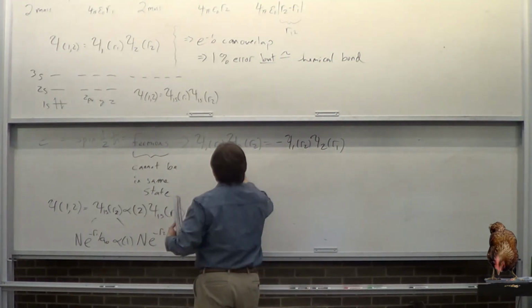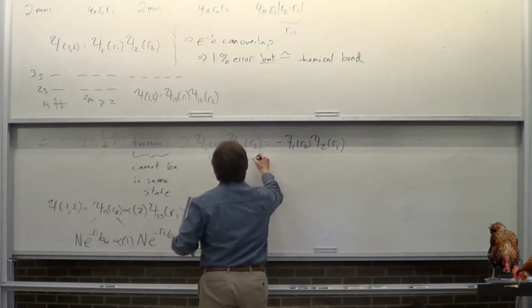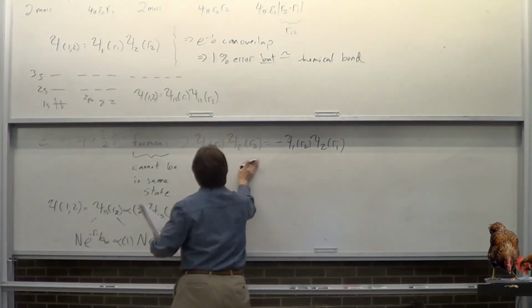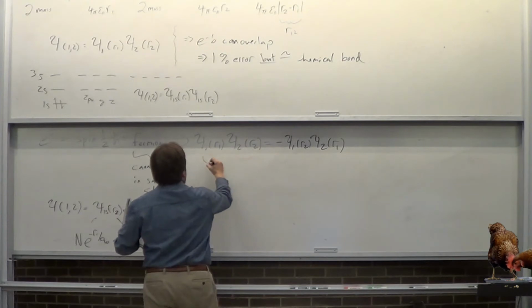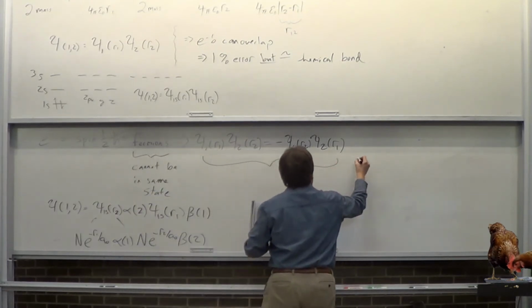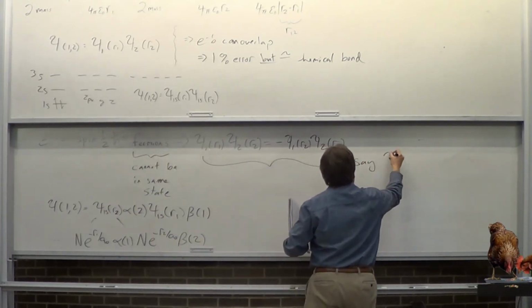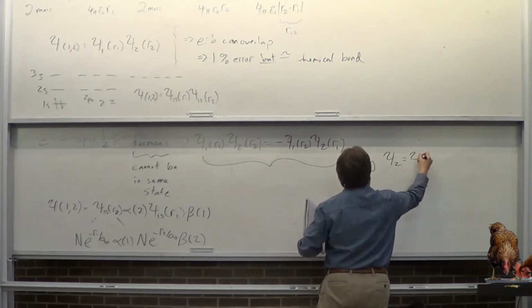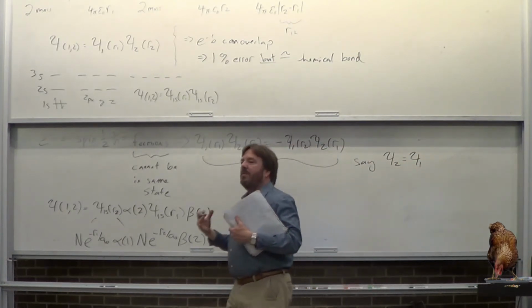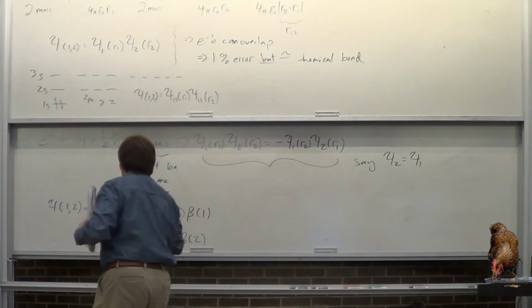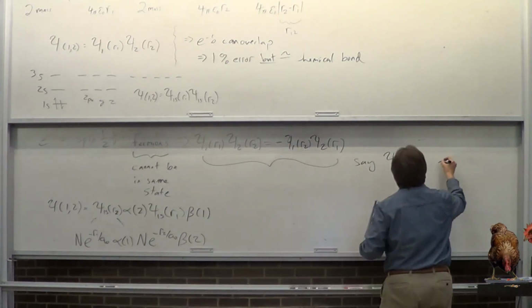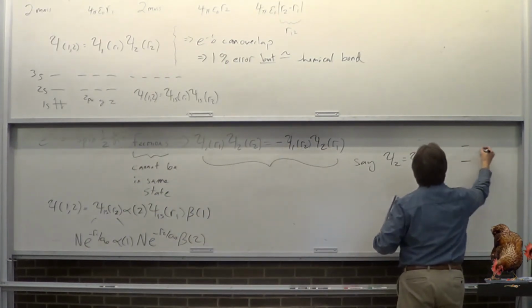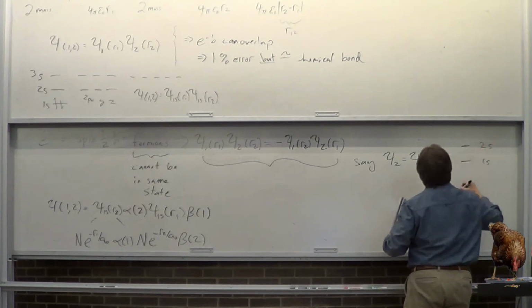Okay. Now, let's say, and why does this work? Okay, I'm going to take this thing, and let's say psi 2 is equal to psi 1. In other words, I'm going to put them in the same state. So this would be like, okay, so here's 1s, here's 2s, and so on.